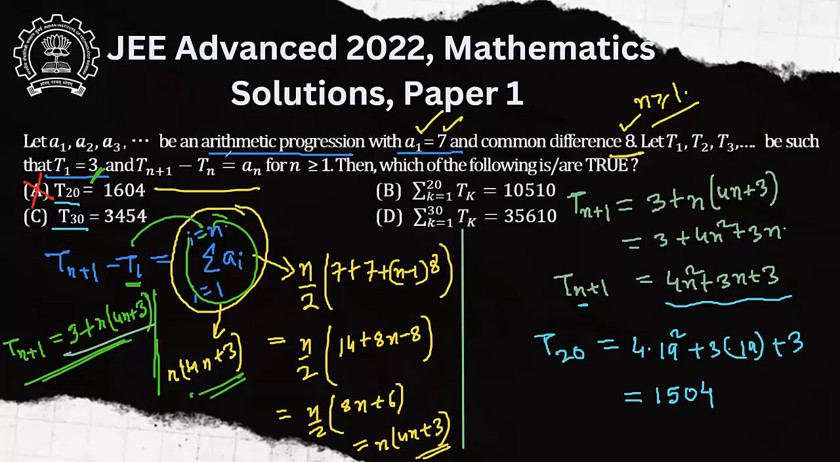Okay. Next we'll find out T30 and see if it is correct. Okay. So T30, if I try to find out, that will be for n is equal to 29.